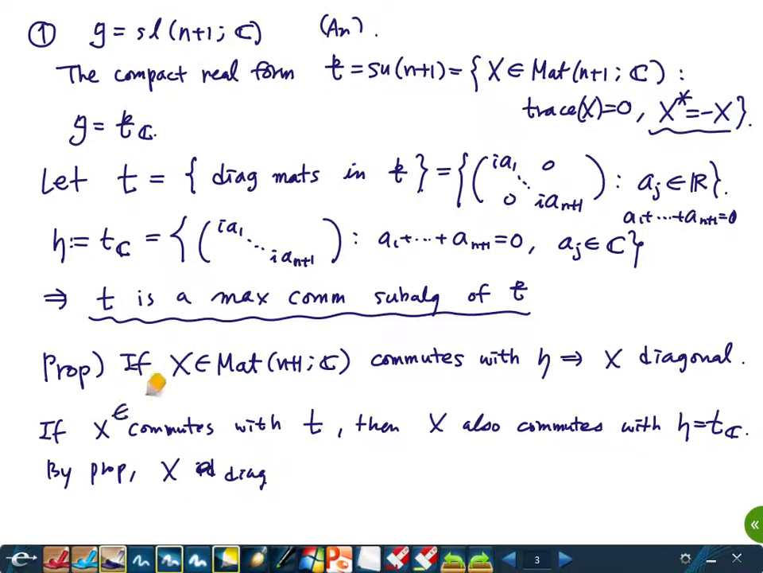Maybe we should write K, right? Because maximal commutative subalgebra in K. X is diagonal, but it is in K. That means X is in T, because T is exactly in that form. Diagonal matrix in K is in T. So if you prove this proposition, then yeah, we are done for this statement. Is this okay?